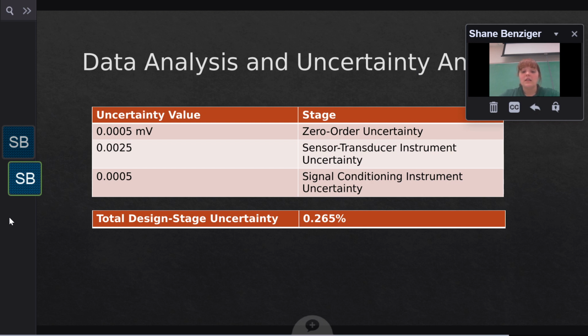Overall, the design stage uncertainty for our experiment was approximately 0.27%. We find this acceptable since usually under 10% is considered acceptable. We are confident in the results of our data based on the low uncertainty percentage.